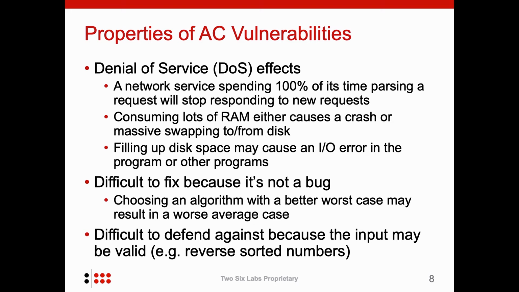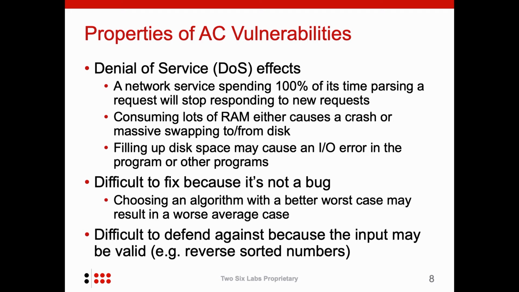Another interesting property besides denial of service effects is that they're difficult to fix. These aren't bugs. Bubble sort, for example, is supposed to be able to sort any list of items, right? It doesn't matter if they're in reverse sorted order. It just happens to be the case that it will do much more work when they're in reverse sorted order. So there's not an actual bug to be fixed here. What you'd have to actually do to fix it is to swap out the algorithm. And here's why that might never occur.